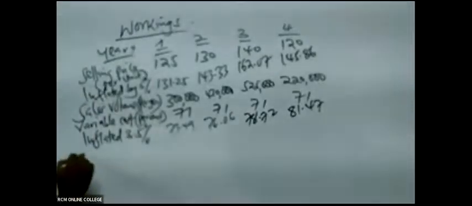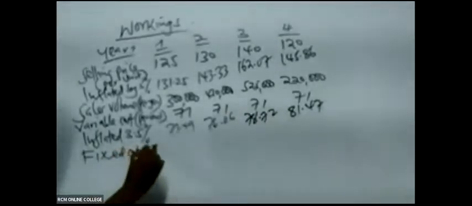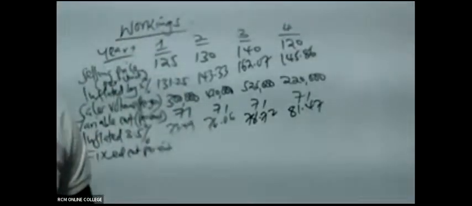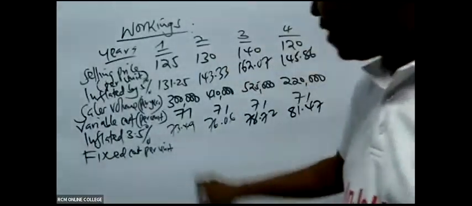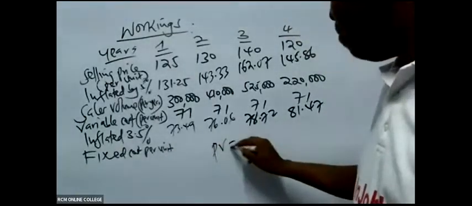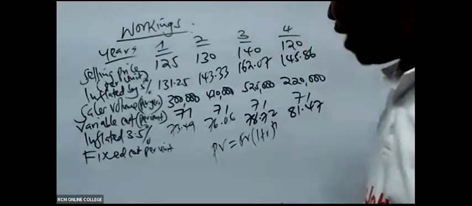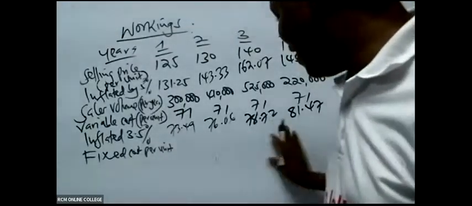Fixed cost per unit. No, it's not complicated. I was just trying to find a simpler way, but there is no other way apart from getting this present value. It's like getting my future value. You use this formula here.